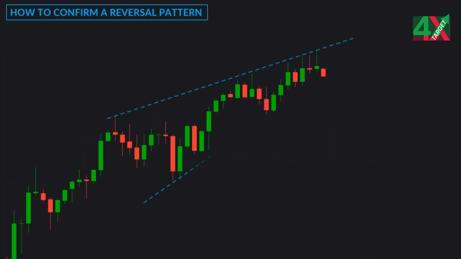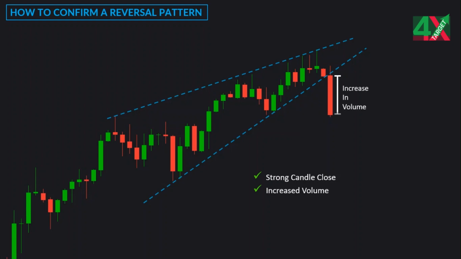Confirming a trend reversal pattern is critical before taking any trade. To confirm a reversal pattern, the most important signal is a strong candle close beyond the pattern's key level or neckline. The breakout should be supported by increased volume, which indicates strong participation and commitment by market participants.